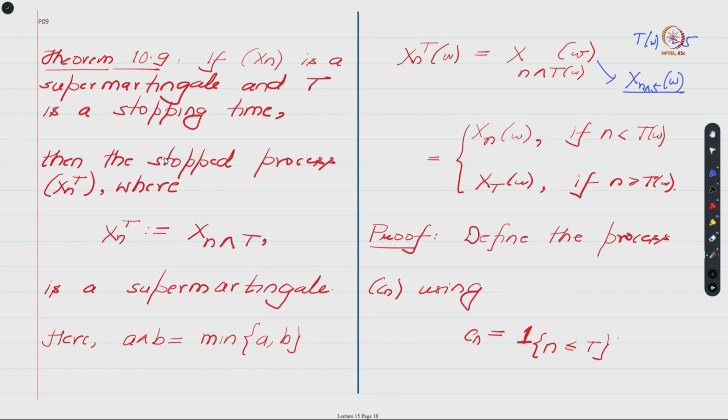Is that okay? Alright. So now our goal is to show that if Xn is a supermartingale, then the stopped process X_{n∧T} is also a supermartingale, and this is proved in a very clever and easy fashion, and we will go over it now. So the idea over here is to define a new process Cn given by Cn equals indicator n less than or equal to T. Is this okay? So again, this is a random variable, since Cn of omega equals indicator n less than or equal to T of omega. Alright, so this is what we have.